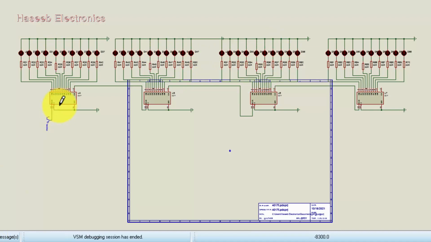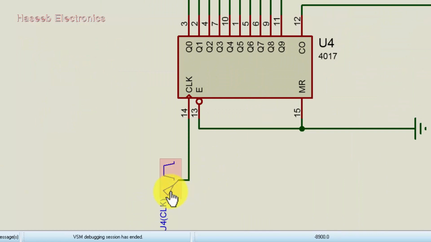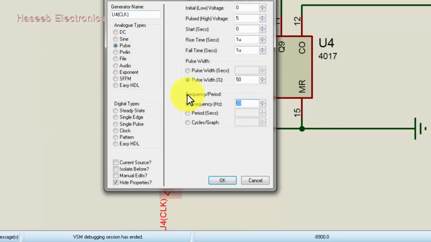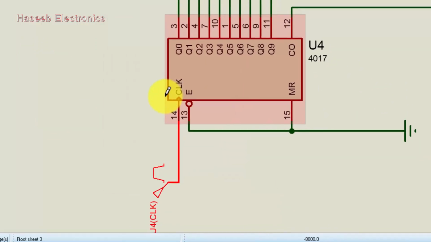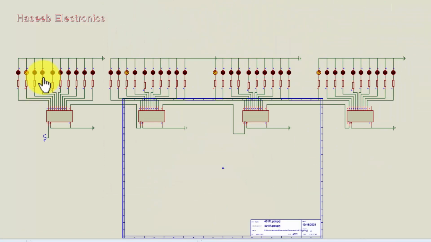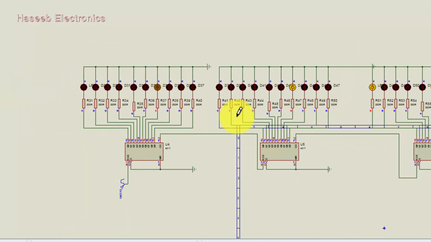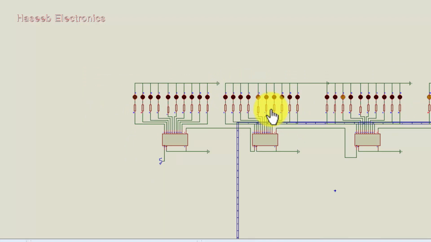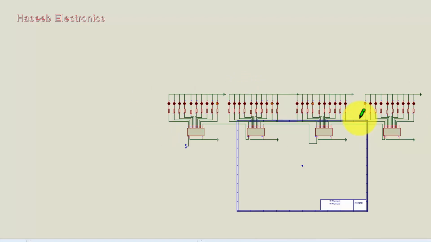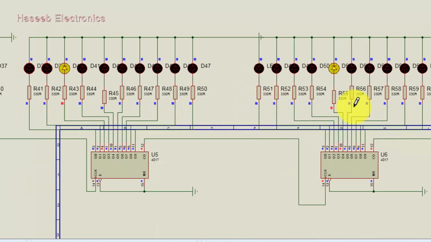Let's increase the frequency and then we can see. Now I will connect 50 Hertz for example. In the first stage we can see it is counting very fast. It is dividing by 10. Now this stage will receive 5 Hertz and the next will receive 0.5 Hertz because every stage will divide by 10.